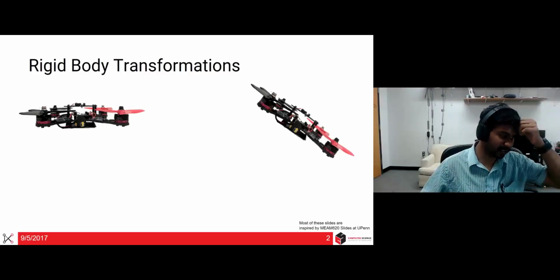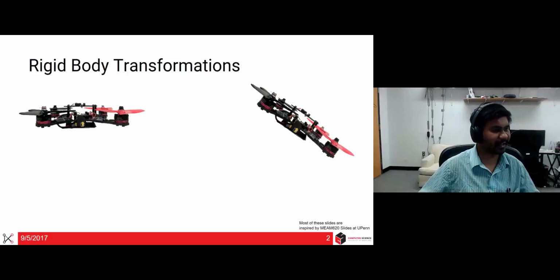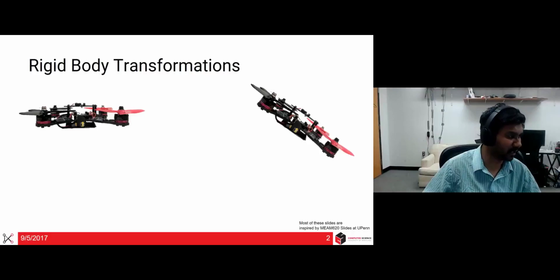I would say the answer is yes, because if you neglect the fact that these propellers are spinning and they flex when they spin, you can safely assume that these are rigid body transformations, assuming that all these individual pieces or components are rigid or that they don't deform as they move in space.